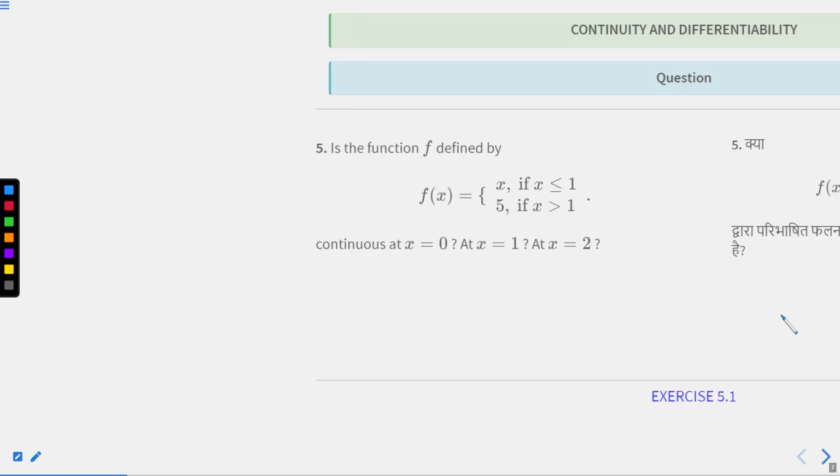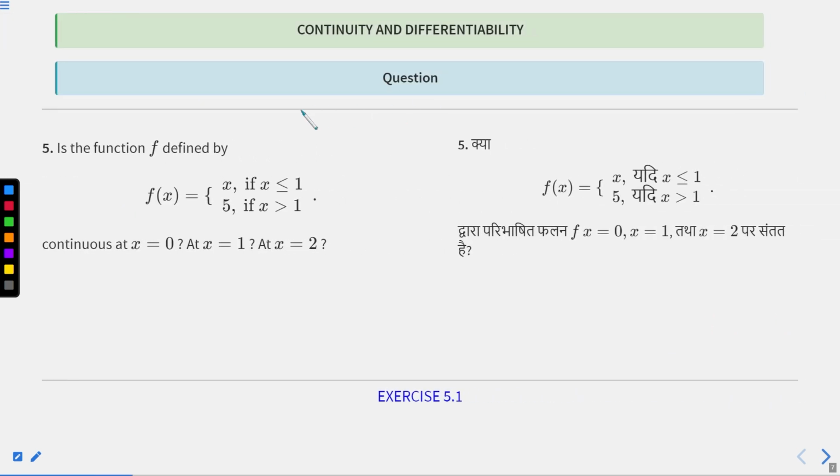The fifth problem. We have to show that it is continuous at x equal to 0. So first we will talk about x equal to 0. Limit x tends to 0. Which function are we picking? 0 is less than 1, so we will be using this. So f(x) will be the limit as x tends to 0, x will be just 0, and this is just f(0). Yes, so it is continuous.